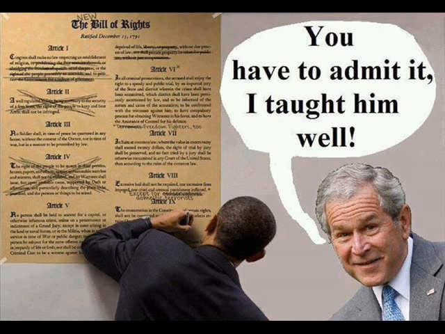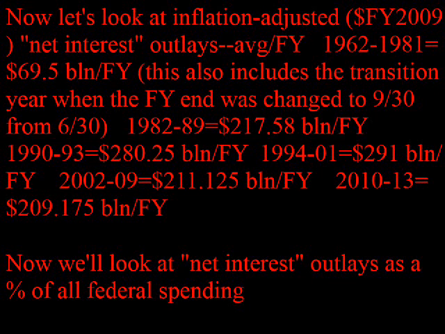Look at inflation-adjusted net interest outlays. Now, this is something I've mentioned before. I've gone over this before. Bush and Obama lucked out because they're with much lower interest rates. Otherwise, their spending binges, their deficits would look even larger. But from 62 to 81, the average per year adjusted for inflation was $69.5 billion. And it does include the fiscal year end when it was changed after the 76 fiscal year. Congress needed 3 more months to not get a budget out, as they do most of the time, so they changed the fiscal year from the end of June to the end of September.